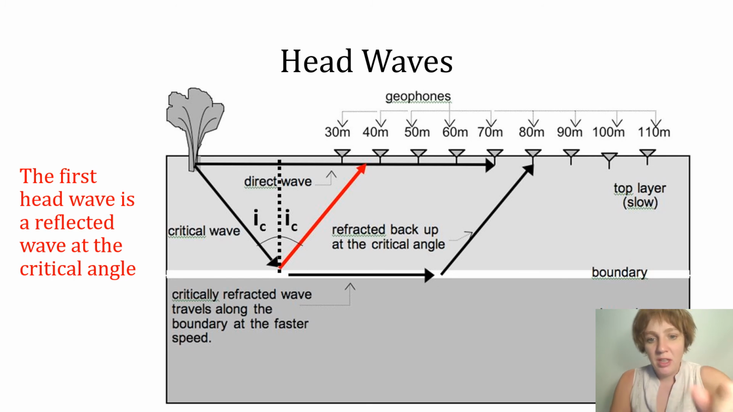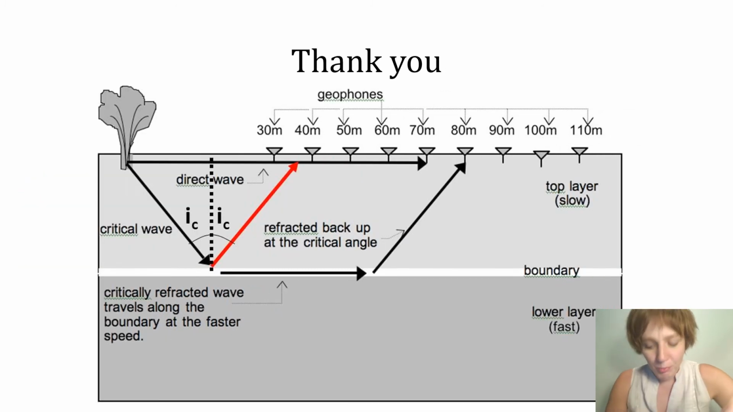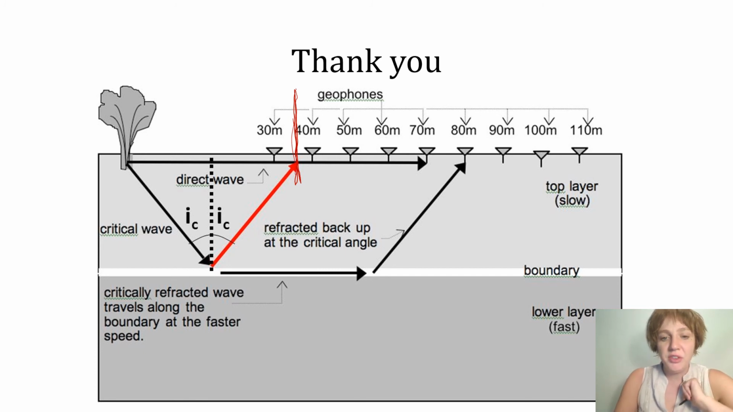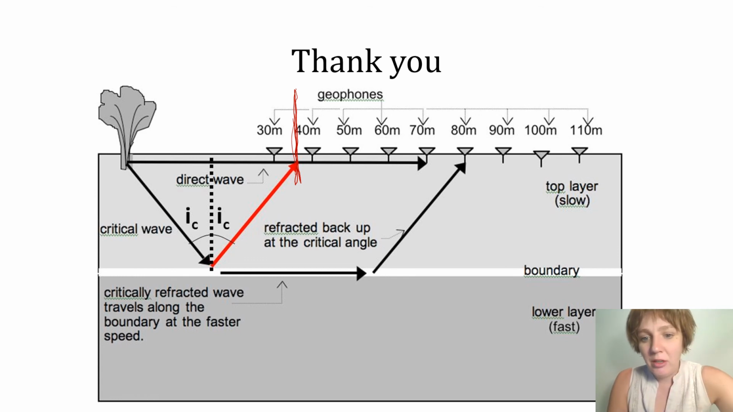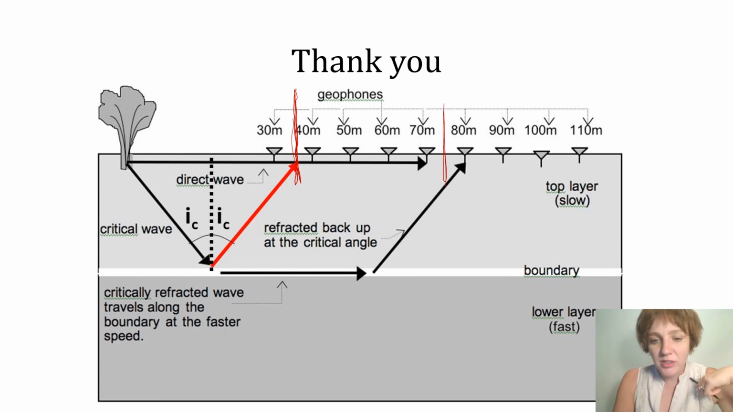Now, the first location along the profile that the critically refracted wave can be identified, that distance is actually referred to as the critical distance. Any distance shorter than that and you're not receiving any critically refracted energy. And then at some point over here, you're also going to have the crossover distance, and that's the distance at which the refracted wave arrives earlier than the direct wave.